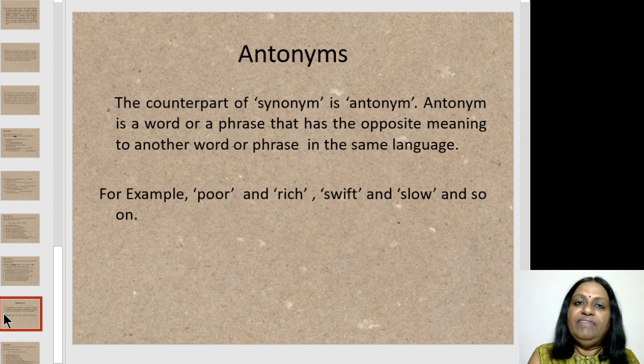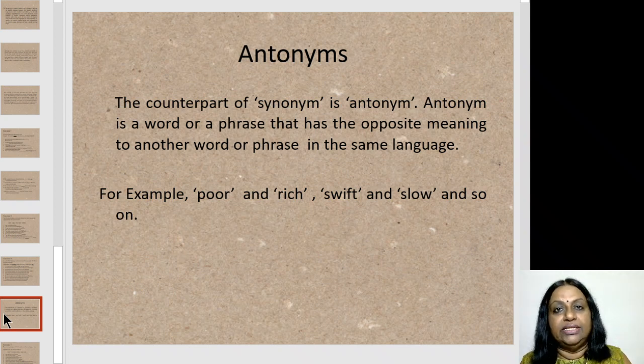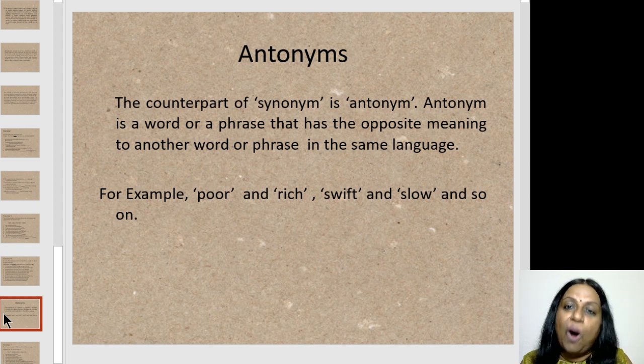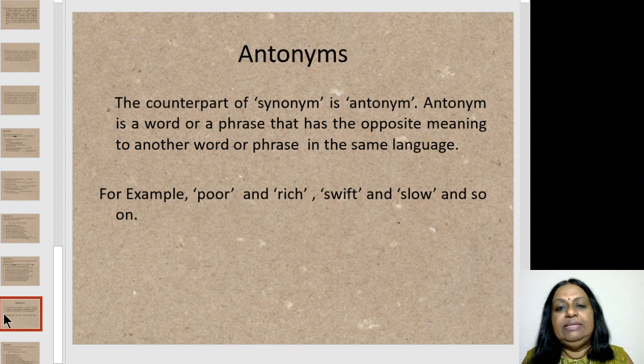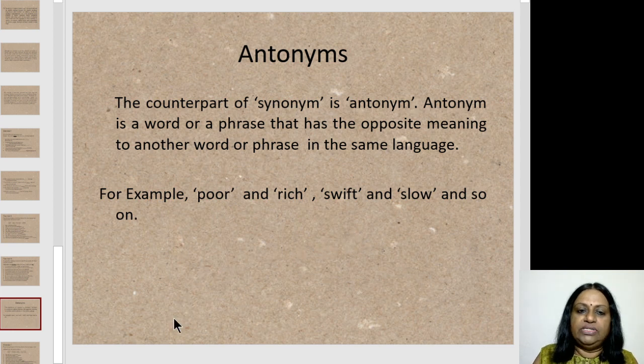Now, we were talking about synonyms, words with similar meanings, and we now will move on to talking about antonyms. What are antonyms? Antonyms are the opposite of synonym. The opposite of synonym is antonym. Antonym is a word or phrase that is opposite in meaning to another word or phrase in the same language. Okay, it is the counterpart of synonym. For example, rich and poor. So the opposite of poor is rich, the opposite of swift is slow, and so on.